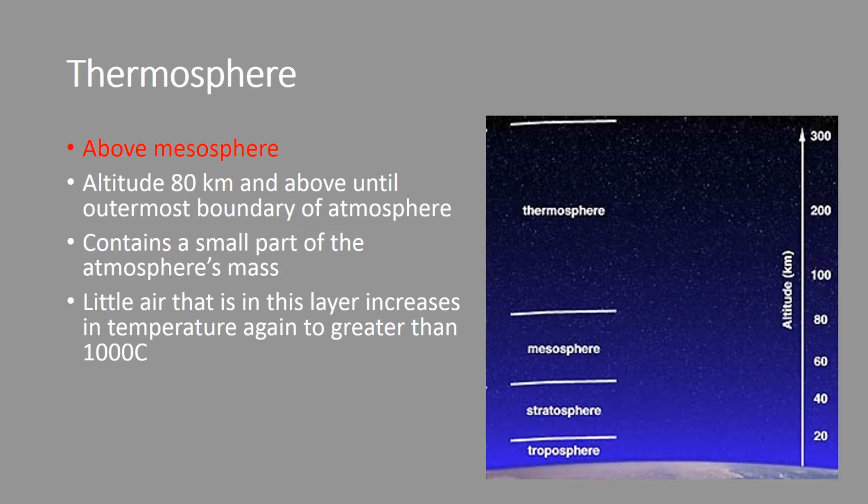Thermosphere. This one is above the mesosphere. So of course, this contains a small part of the atmosphere's mass. And here the temperatures can get greater than 1,000 degrees Celsius.